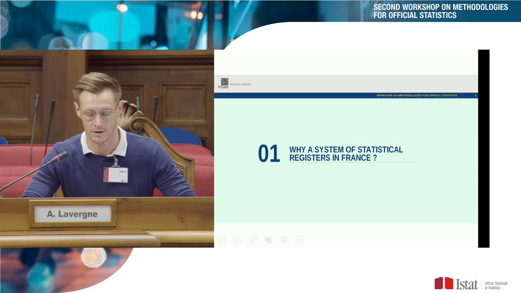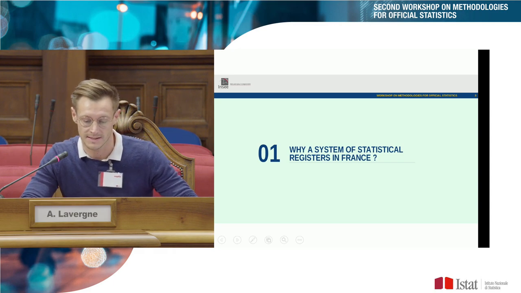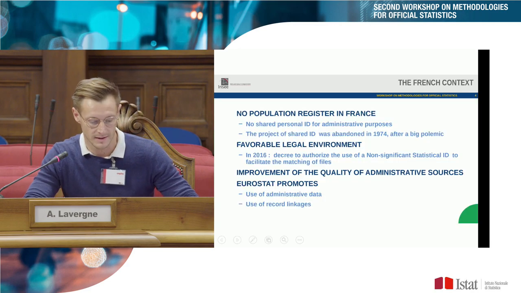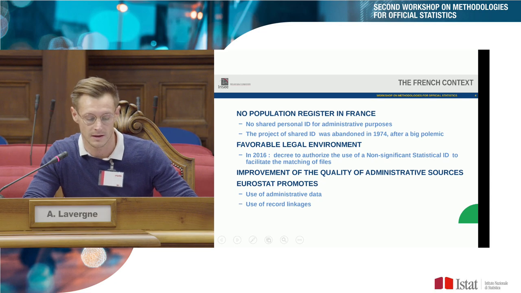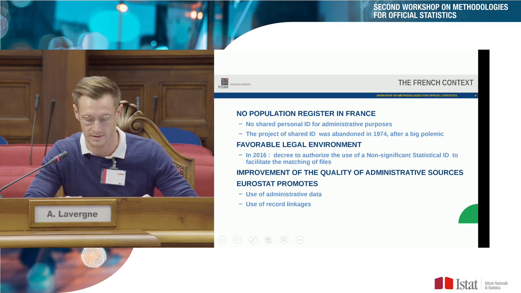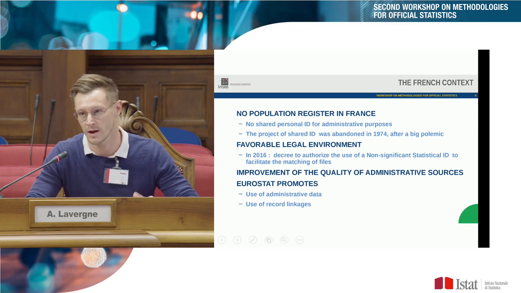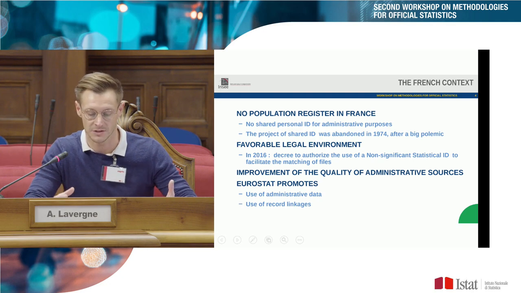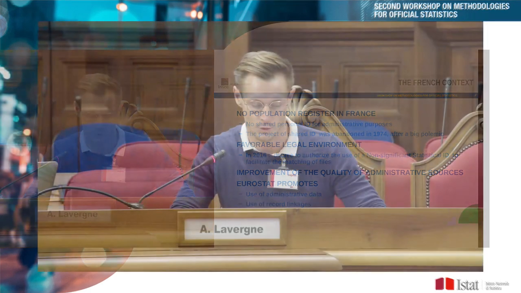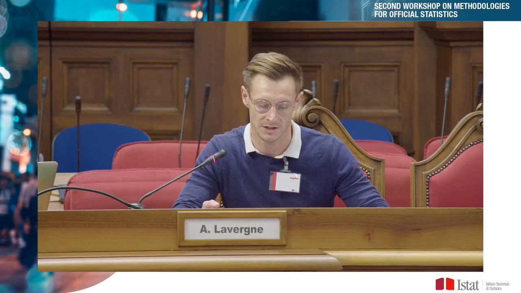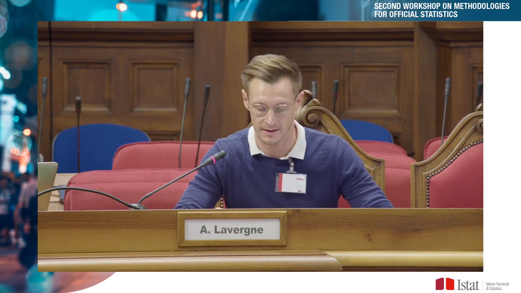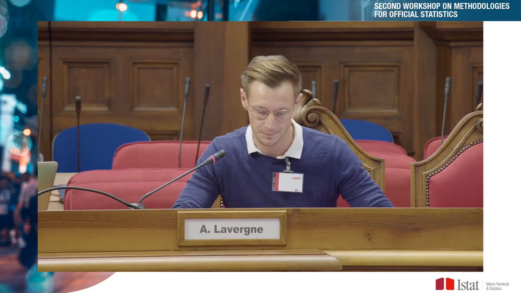So let's discuss the context. Why is it the right time for us in France to build a statistical register system of individuals and dwellings? Currently, there is no statistical population register in France. The only individual register available is an administrative one that records births, deaths, and arrivals from abroad. The administrative register contains an ID for each individual, but this ID is not shared with other administrative sources due to restrictions on sharing. Indeed, a project of shared ID was abandoned in the 90s after a significant controversy.